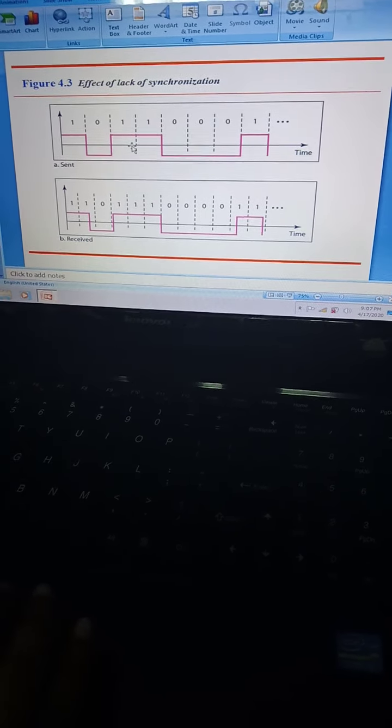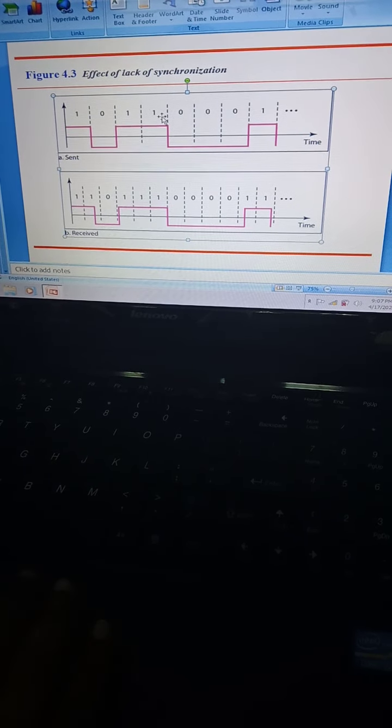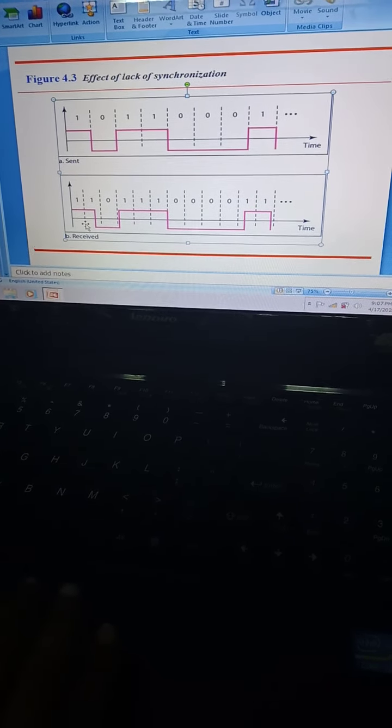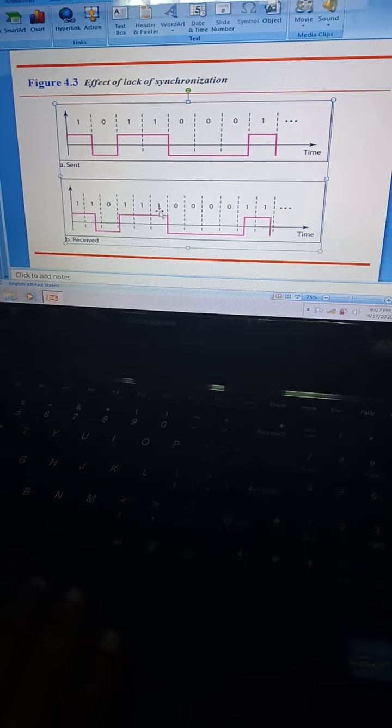So, this represents the effect of lack of synchronization. If we are not using synchronized clocks, then the transmitted signal is received at the receiver with an increased number of samples. Here you can see the number of bits is 8, but at the receiver end, if the clocks are not set with equal time intervals, it can receive 12 bits instead of 8 bits.